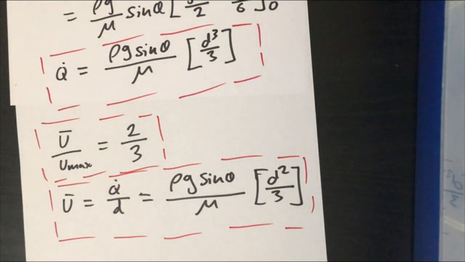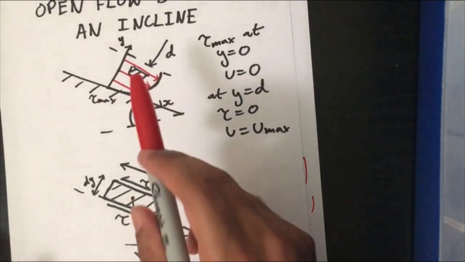So there you have it, guys. Our derivations for our open flow down an incline.